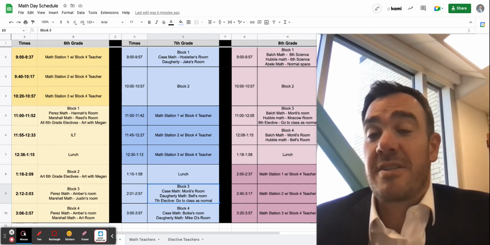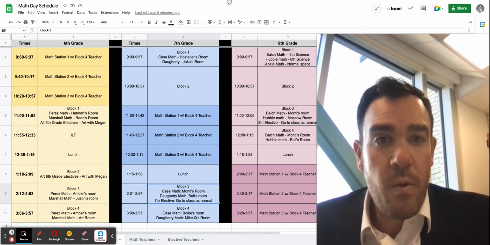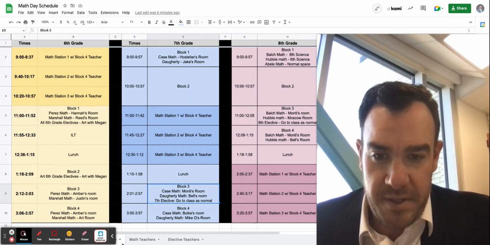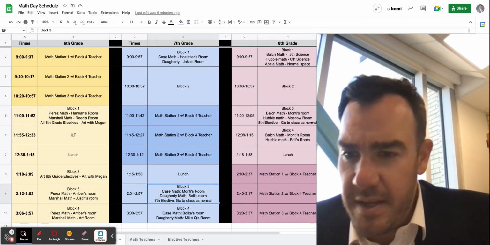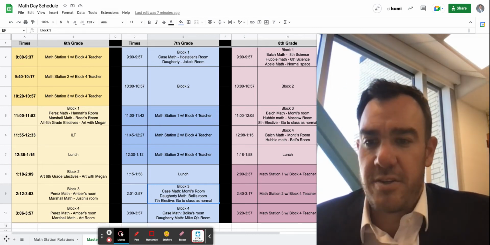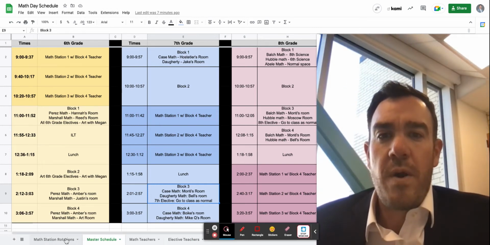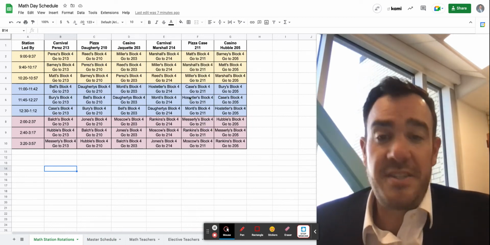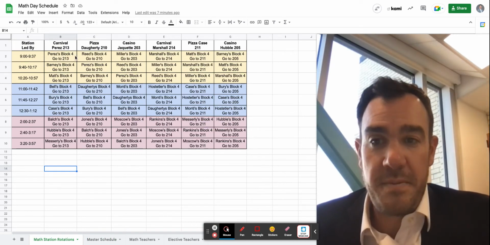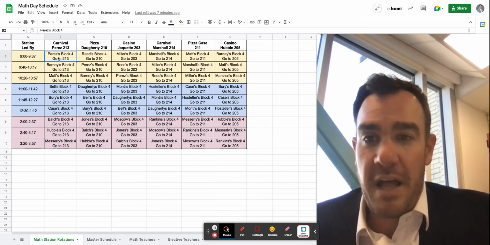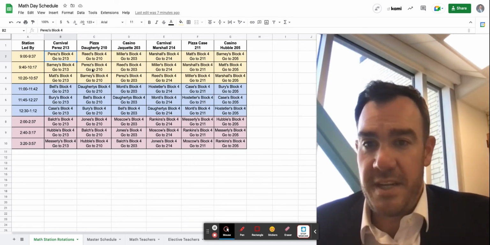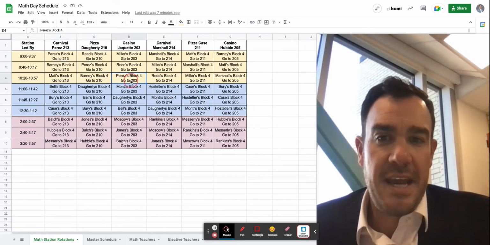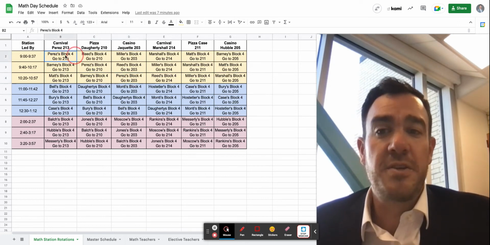Teachers, one last thing that we are excited for you to know. When you are rotating through your stations, it tells you where you're going to be going. So Mr. Perez's Block 4 class, they'll go to room 213, then they go to room 210, and then they go to room 203. So it tells you where to go.